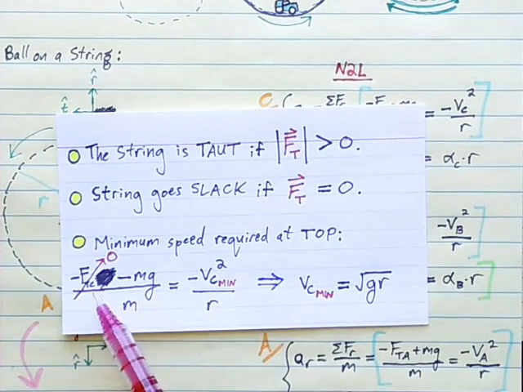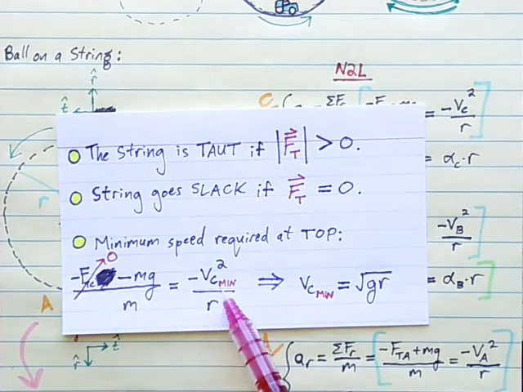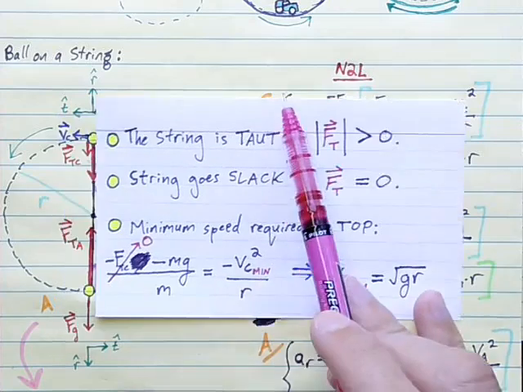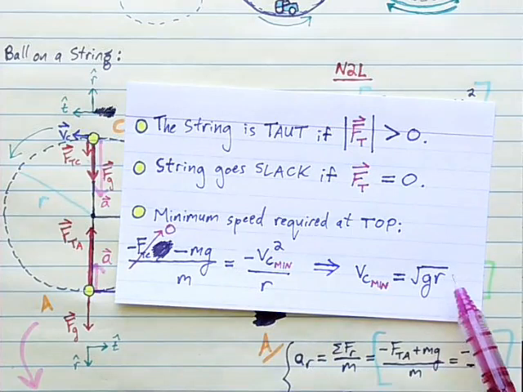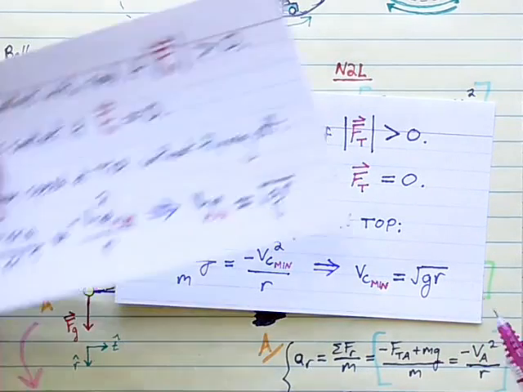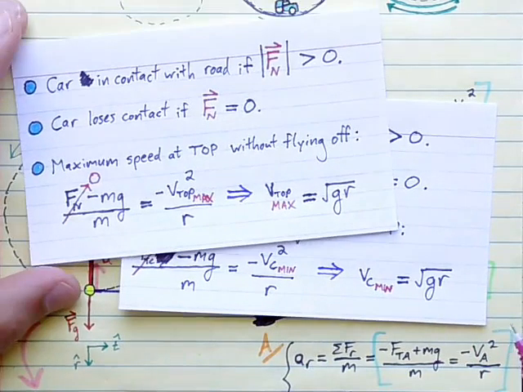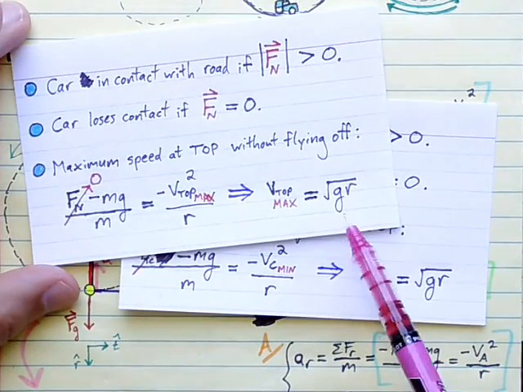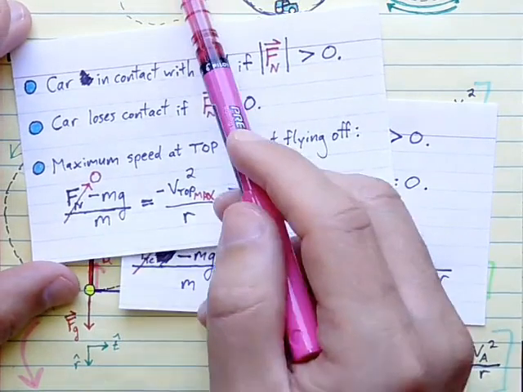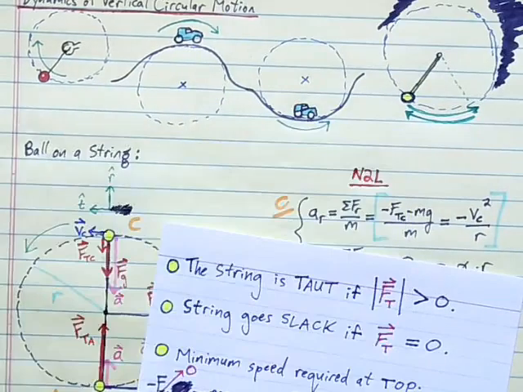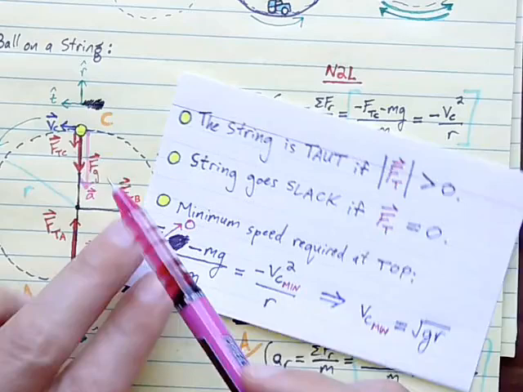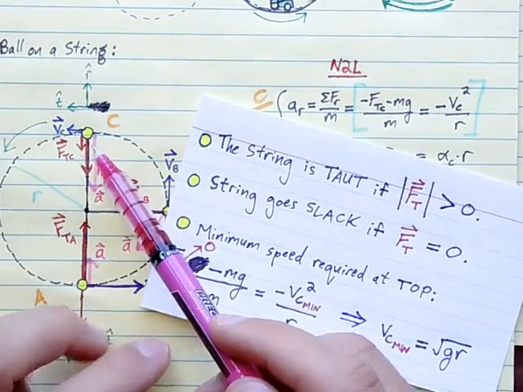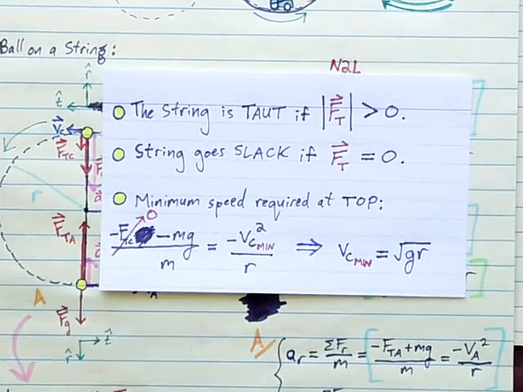So set that tension equal to 0 at the top, solve for the minimum speed required to complete the loop at the top, and once again, we find this expression, square root of gr, which happened, for slightly different reasons, to also be the max speed for your car at the top of the hill. That's also the minimum required speed for the ball at the top. That's the speed it has to have when it gets up here to point C.